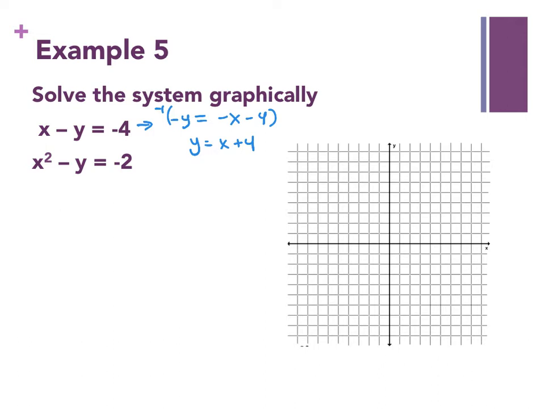And then the second one I know is going to be a parabola. So I'm going to subtract the x squared. And then again, multiply everything by negative 1. So it's y equals x squared plus 2. So the first one is a line. I start at 4, 1, 2, 3, 4. Slope is up 1 over 1 or down 1 over 1. Draw my line.